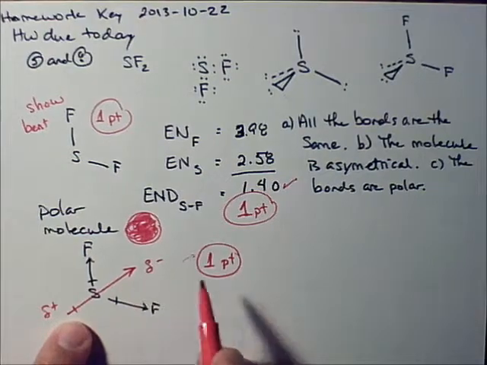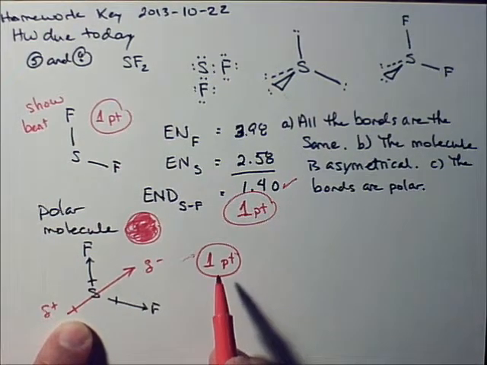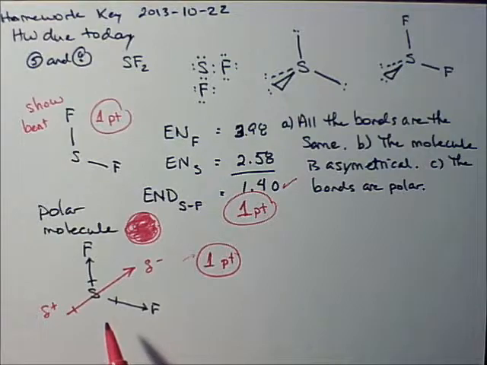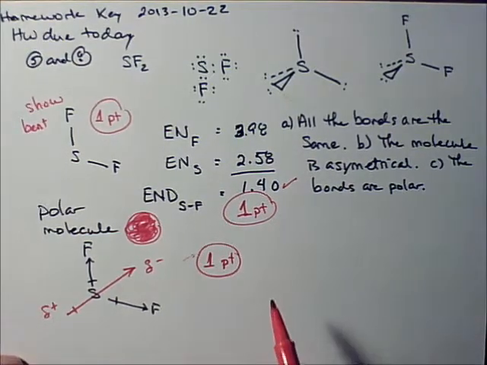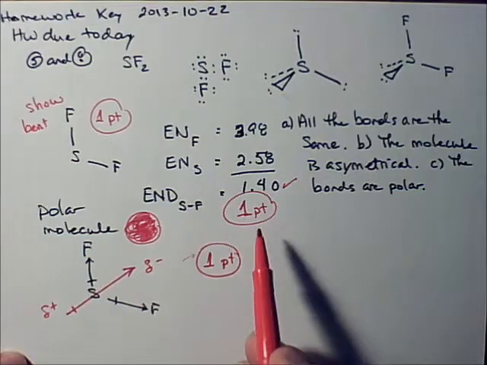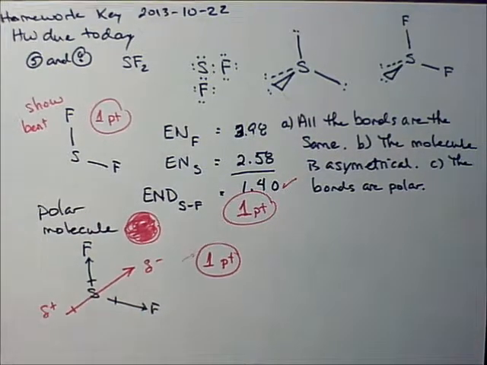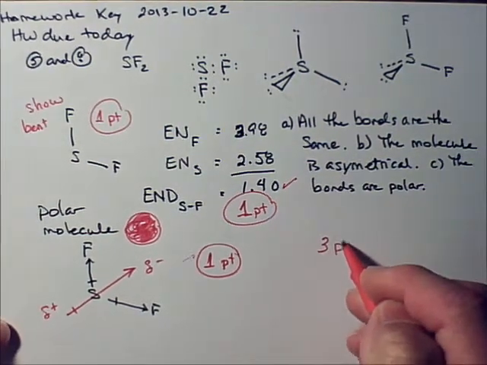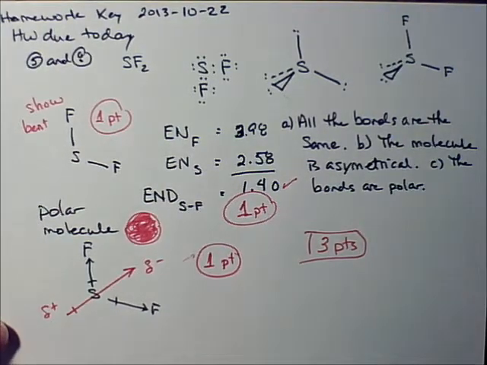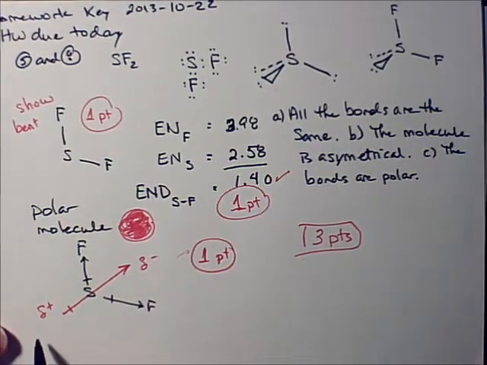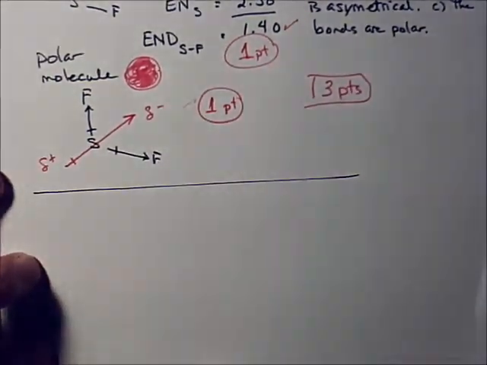If they show this, that would be saying the molecule is polar. Somehow, they have to show the bonds are all polar. And somehow they're going to have to show that you got a polar molecule when you're done. Does that make sense to everybody? Yes. Okay. So this whole thing is worth 3 points if you get it right. Got it? All right, then let's go to number 6.